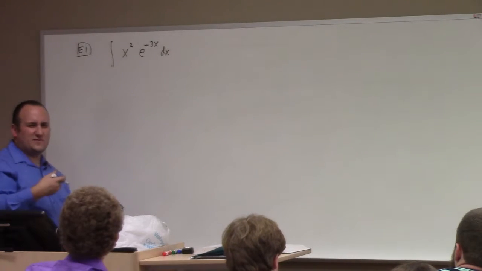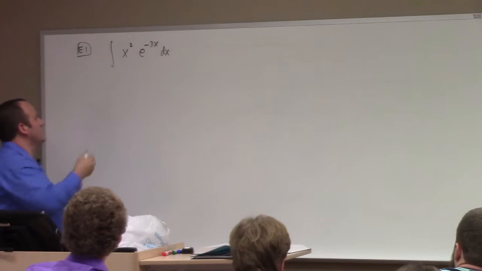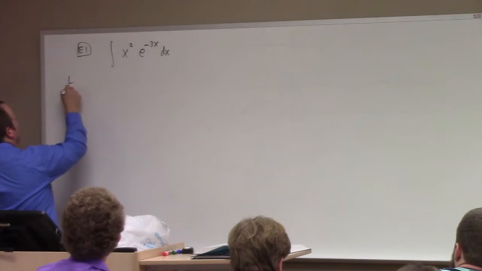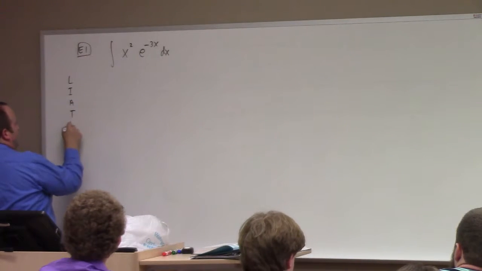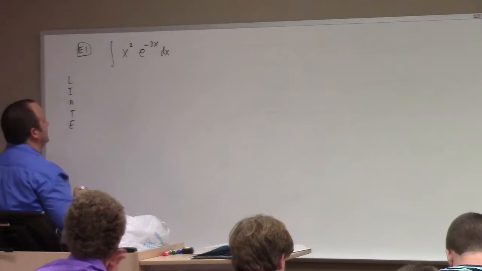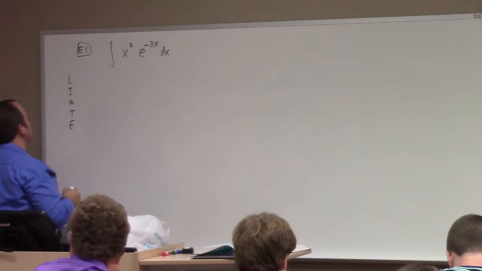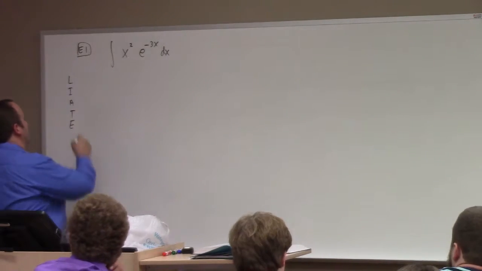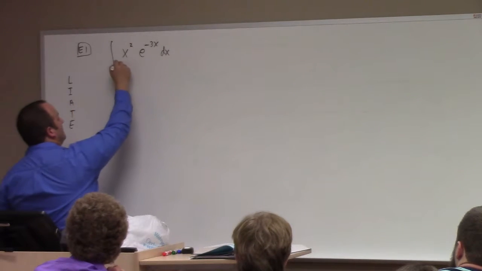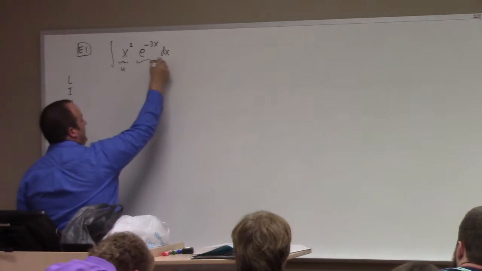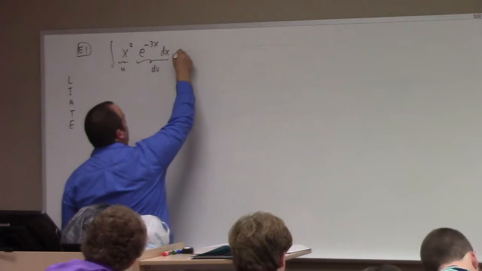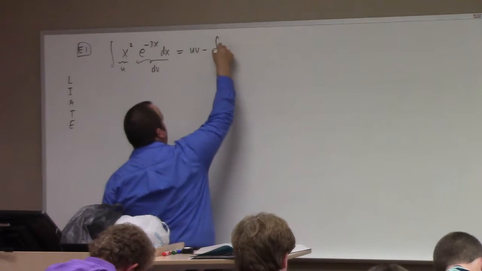LIATE: log, inverse. Which should we pick here? If we trust the LIATE, u should be what? Oh, algebraic, right? So this should be our u. So this is going to be my dv. So I'm going to have uv minus integral of v du.